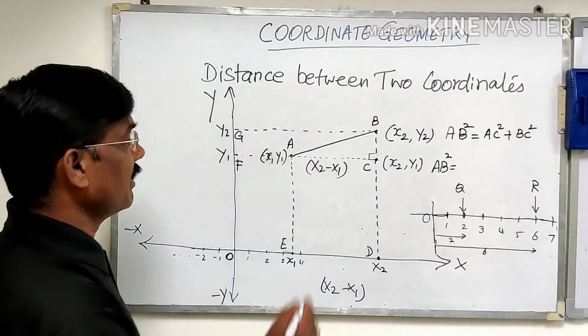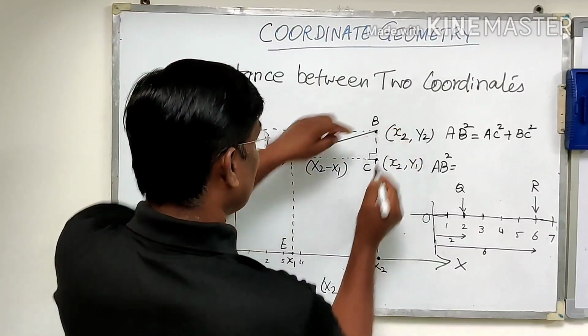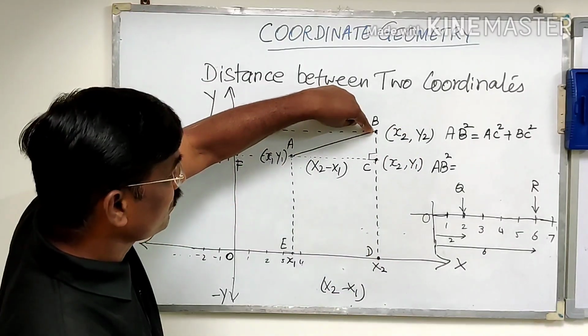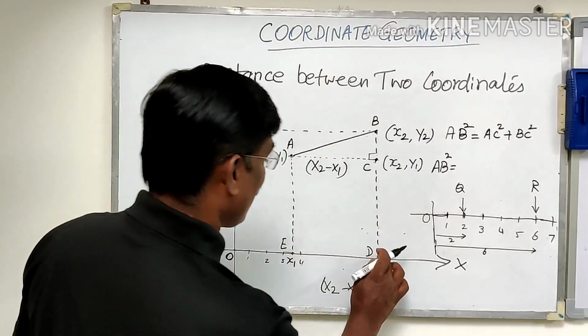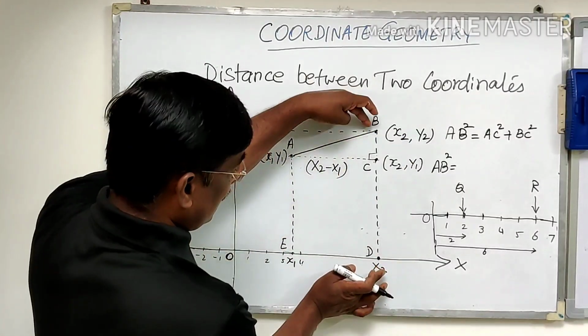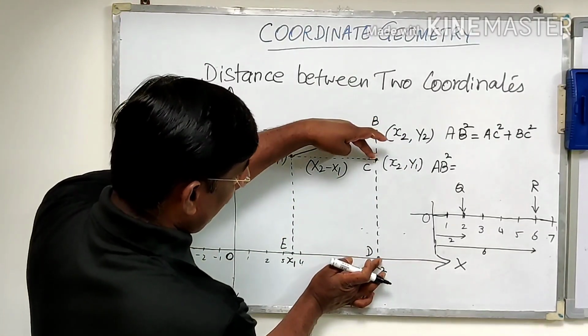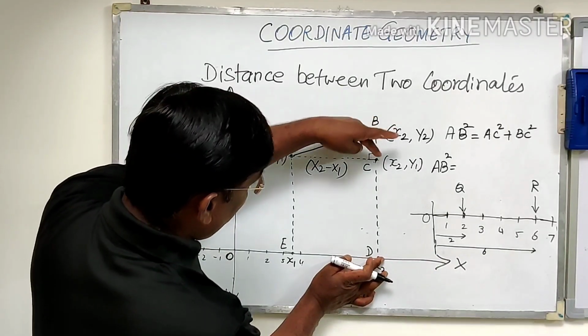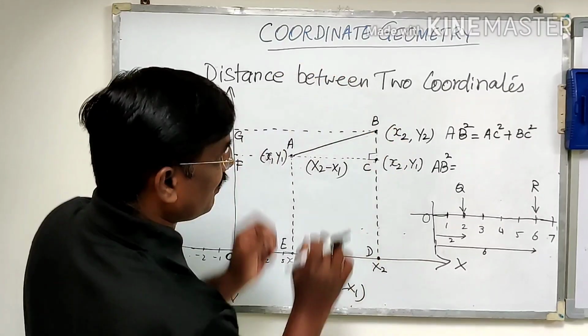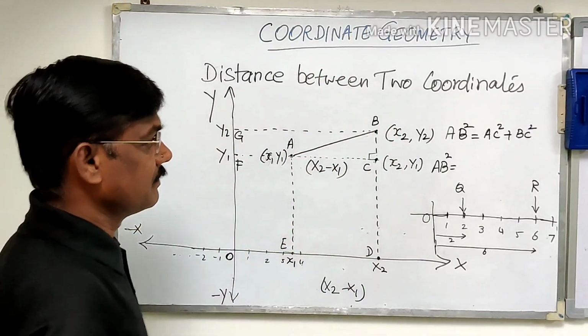Similarly, this point, what is the y coordinate? Y2, and this is y1. So the distance is y2 minus y1. From here to here it is y2, and from here to here it is y1. So y2 minus y1 gives the length of BC.